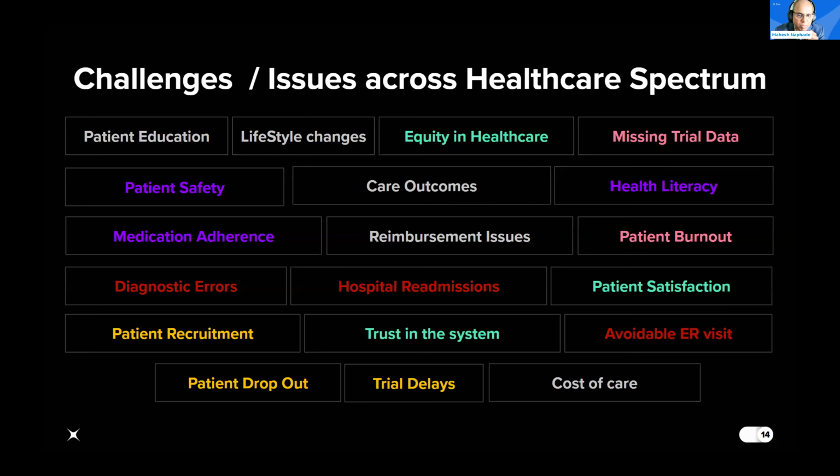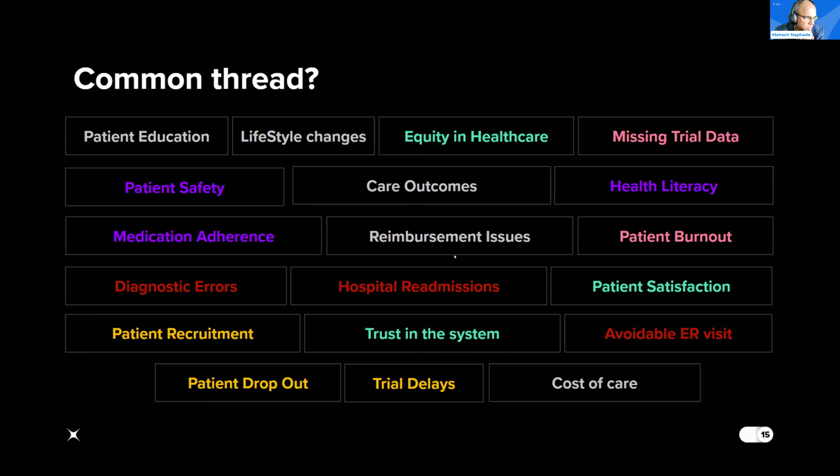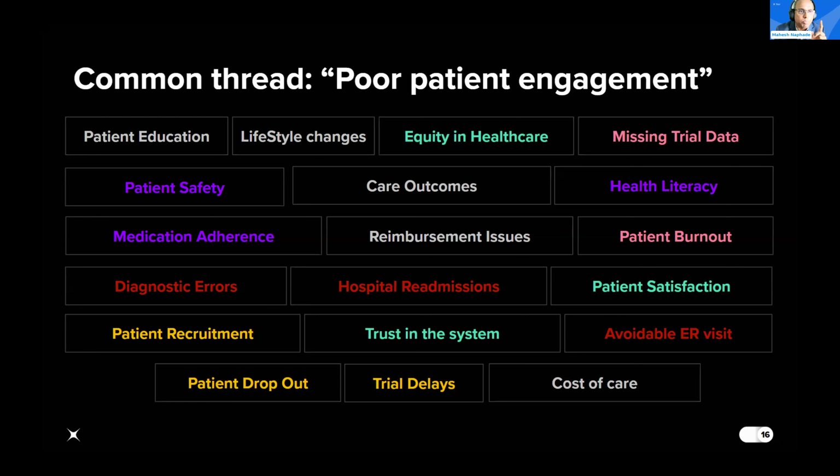So what is remarkable about all these challenges and issues? Is there a common thread? The experts have analyzed, and there is one single thread that weaves through all these issues, and that's poor patient engagement, or lack of it. The reason I pointed this out is to make sure that we understand the magnitude of the problem before we try to solve it.